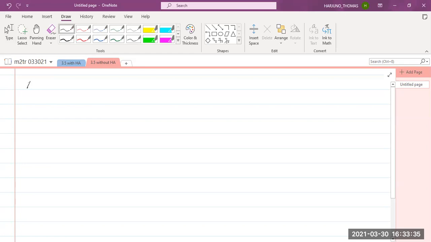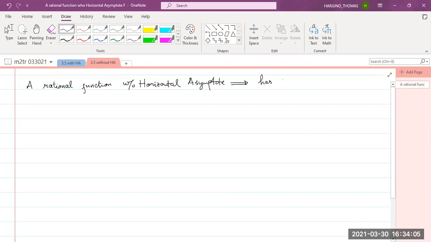Okay, so a rational function without horizontal asymptote implies it has either a slant asymptote or a curvilinear asymptote.